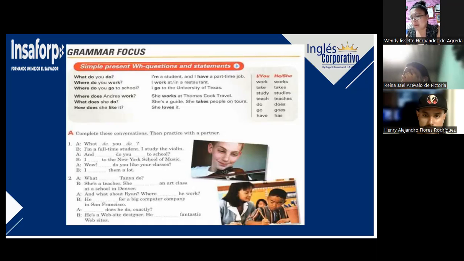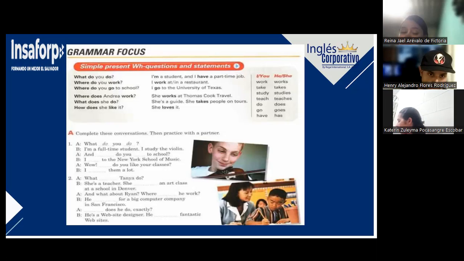La siguiente dice, I to the New York School of Music. ¿Cuál sería el complemento? I go to the New York School of Music. Ok, puede ser I go, o I study también, ¿no creen ustedes? O I study to the New York School of Music. Usted tiene que ver el contexto. Ok. Y luego las demás, what... podría ser la respuesta, así que le voy a dar unos minutitos para que usted lo pueda completar.